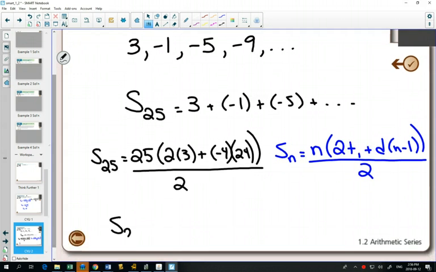Mental math here is a little bit trickier, so we got 25. This is going to be 6, and here we're going to get minus 96. 6 plus minus 96, negative 90, divided by 2.